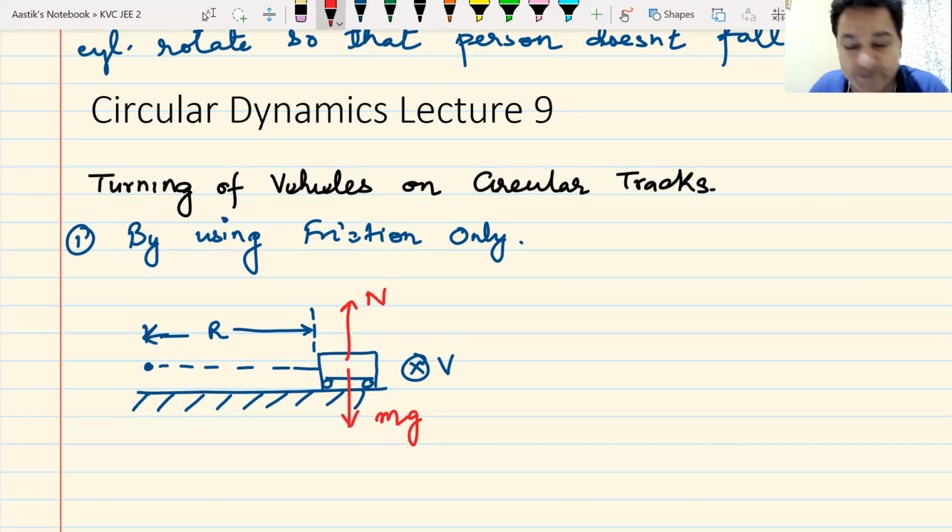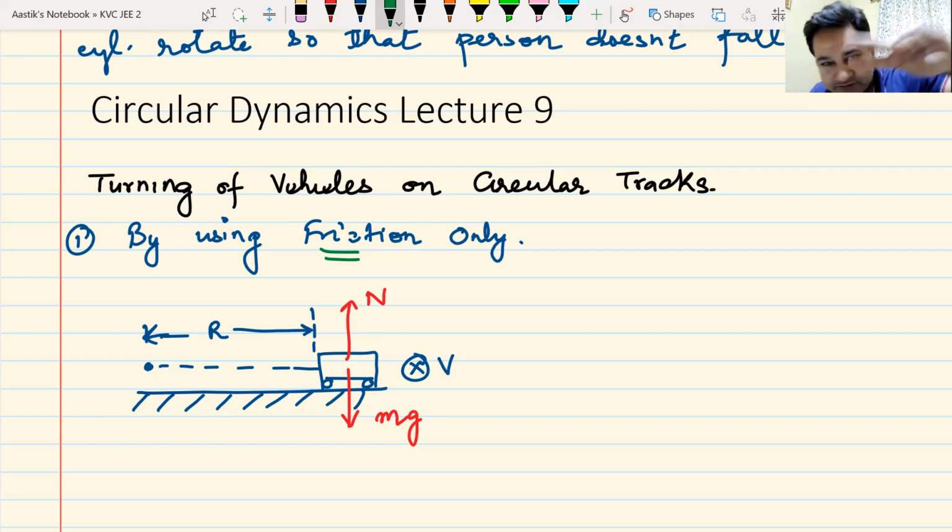Who is going to come to save it? Who is going to make it turn? Who? It's a friendly neighbor, friction. Friction will come to the rescue. Now the question is, which type of friction will come to the rescue? Which type of friction will provide it with the centripetal force? Remember, we know two types of friction.